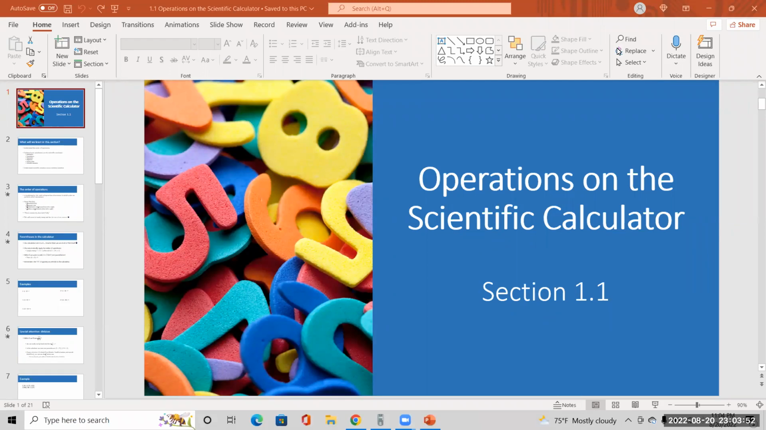Today we're going to talk about section 1.1, which is operations on the scientific calculator. The good news is a lot of this will be a review for most of you. However, some of you haven't done this with our TI-30 multi-view that's required for the class. There can be a little bit of a learning curve here, so definitely get some practice. This calculator will be your best friend through the rest of this class.